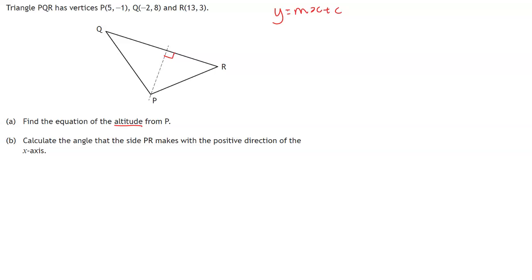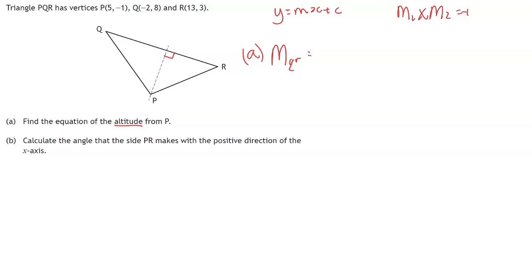But what I do know is that because the two lines are perpendicular, the property m1 times m2 equals -1 comes into play. So if I found the gradient of QR and then found out which other number I could take the product of that with to get -1, that would then be the gradient of the altitude. So I do that, and then that'll be able to get the equation of that one. So for part A, let's start by finding the gradient of QR.